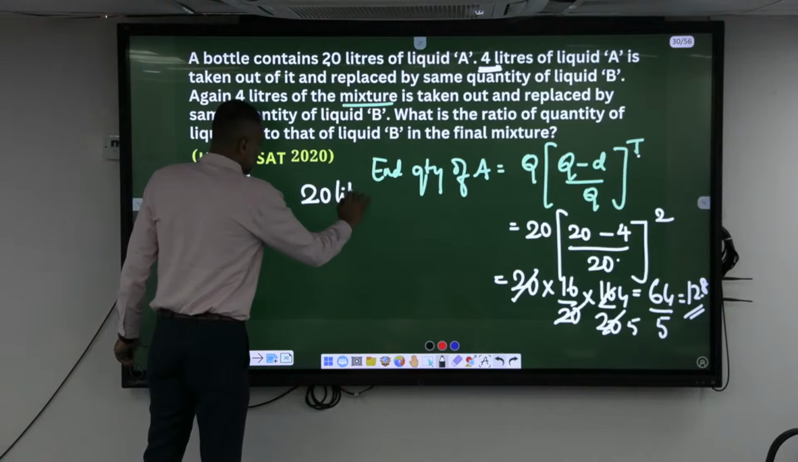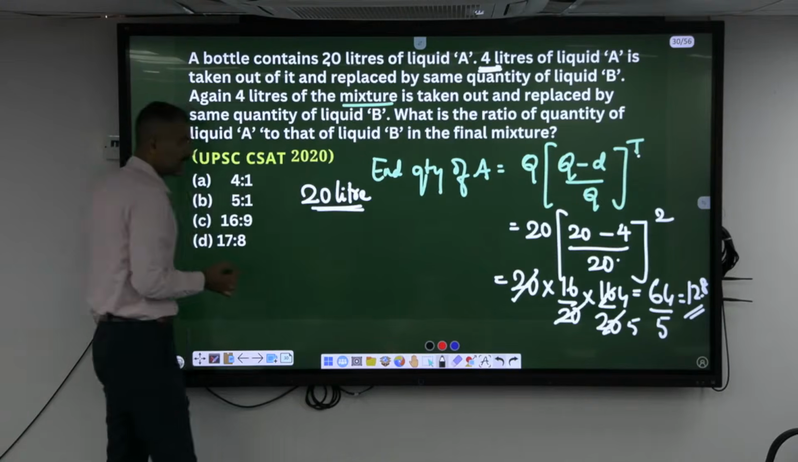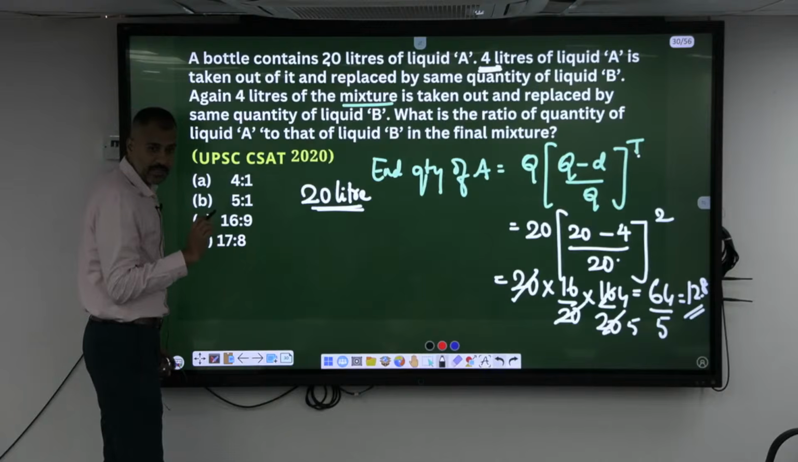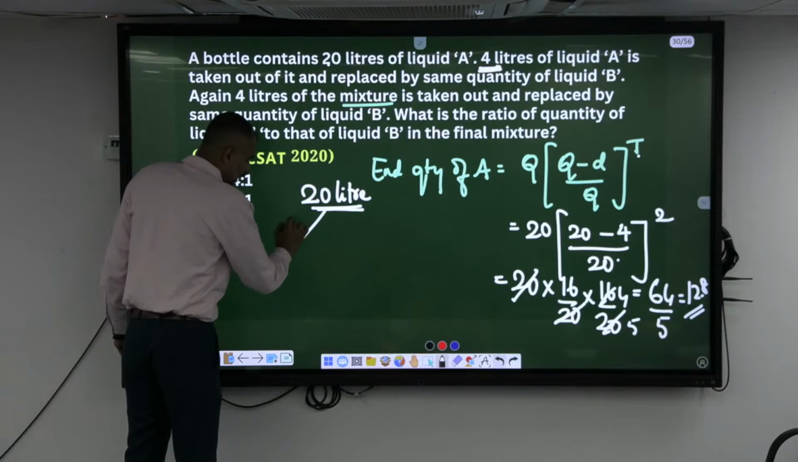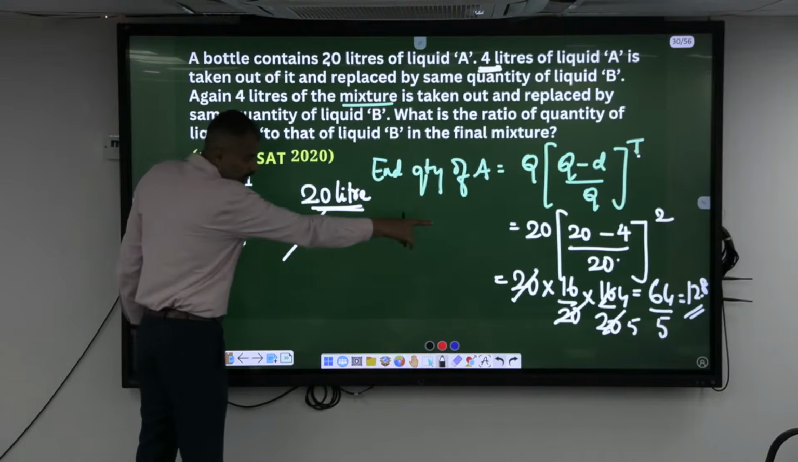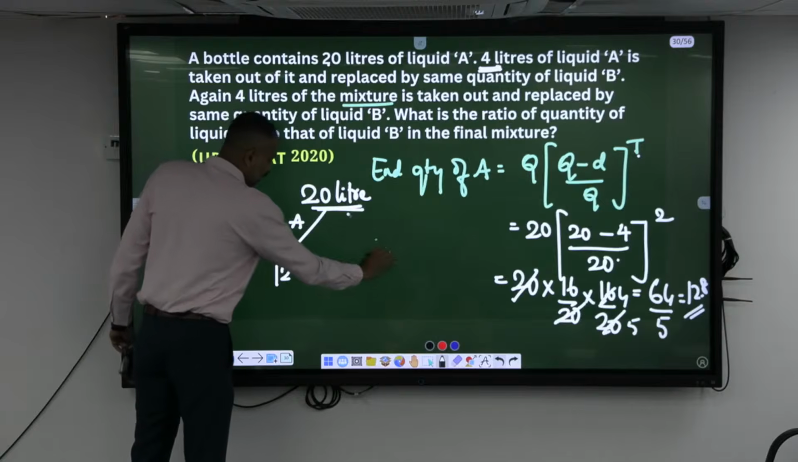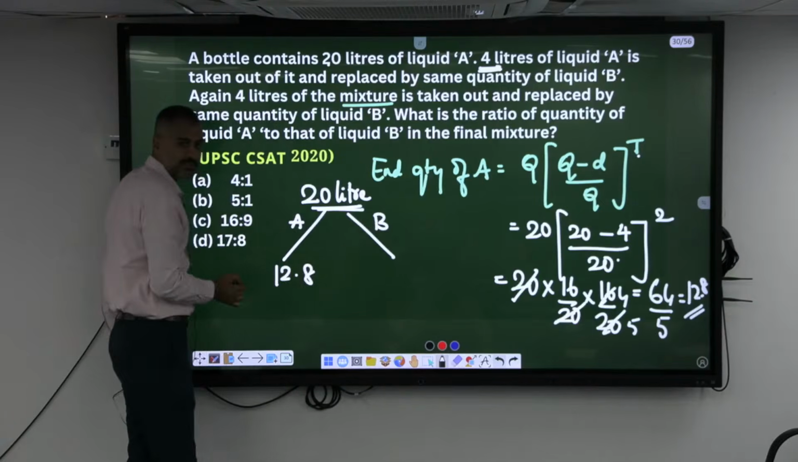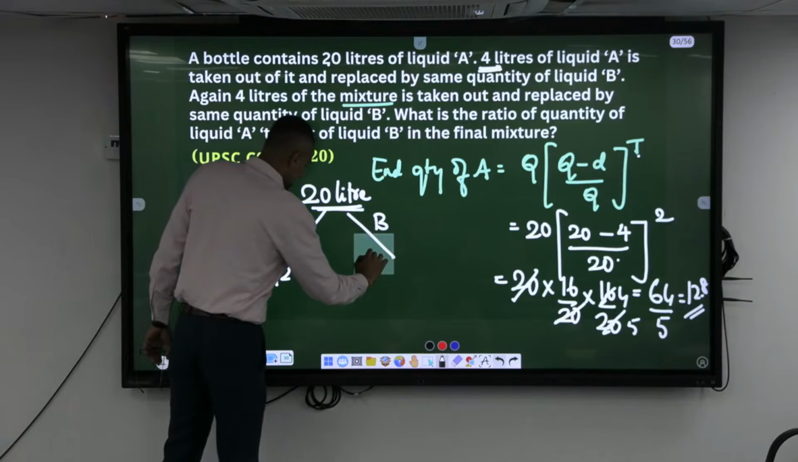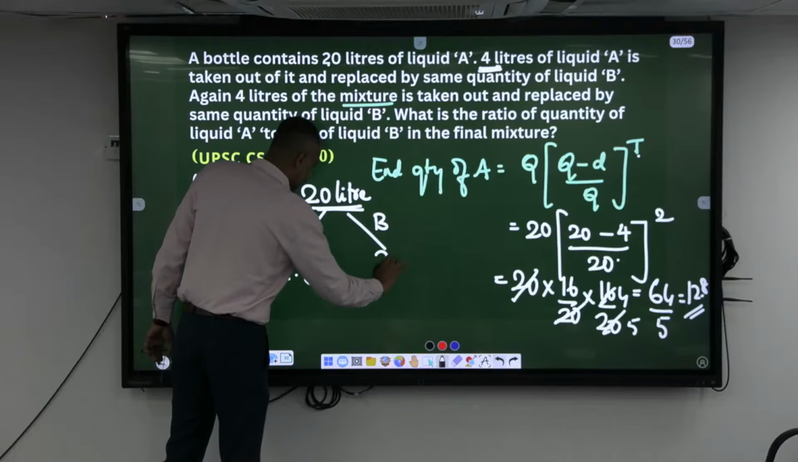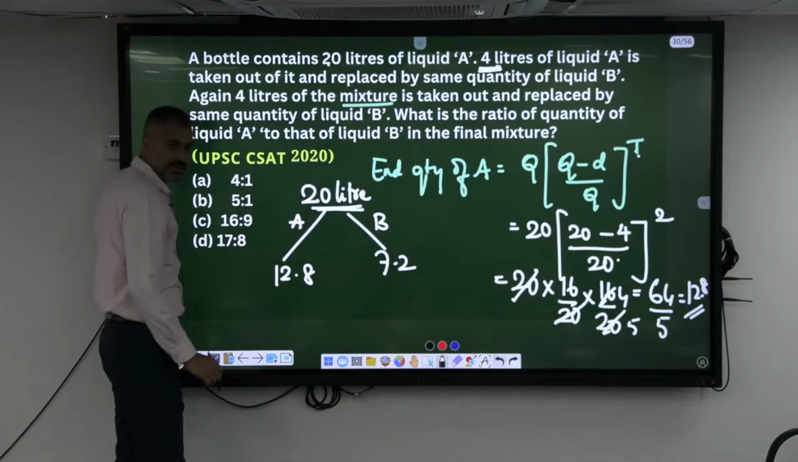20 liters was there. Look here, afterwards you can copy. Initially 20 liters was there. Okay, at the end, how much A is left out? 12.8. If out of 20, 12.8 is A, then the rest has to be B. How much is B then? 7.2, madam. Okay, what is the ratio?